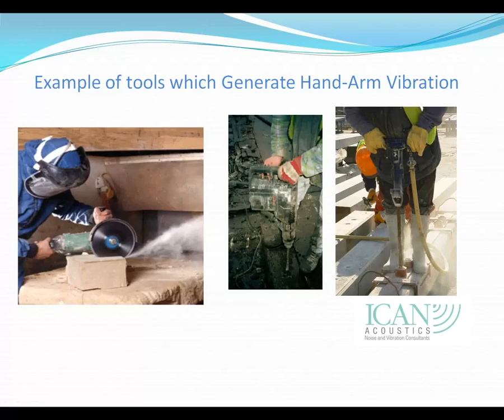Another example would be a pneumatic rock breaker. Again, you're concerned about the man-machine interface, where the operator holds onto the machine, and that's generally where you'll place your accelerometers in terms of measuring the amount of hand-arm vibration.